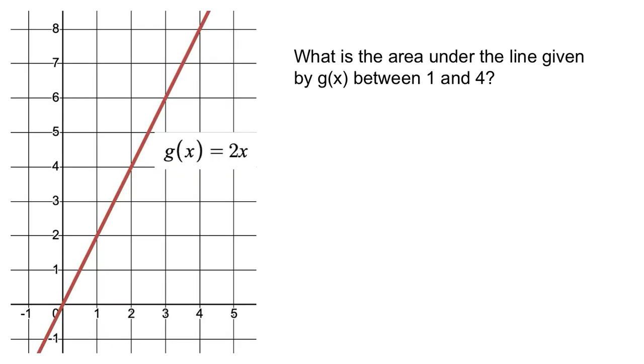In this problem, what is the area underneath the line given by g of x equals 2x, between 1 and 4? Now, folks, if you remember from the beginning of the year, we would call these definite integrals. Remember, a definite integral is the area underneath a curve. In this case, we're specifically looking for the area under the curve between 1 and 4.